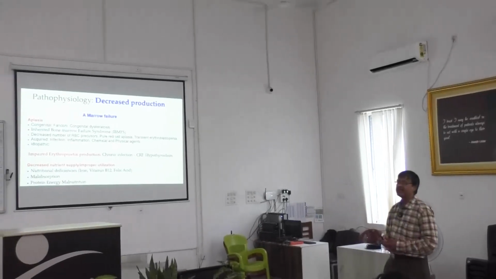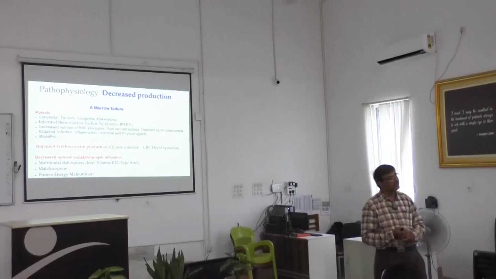RBC. So these 3 conditions lead to decreased production. So first one is marrow failure. It will be due to aplasia, which may be congenital, like congenital, this is inherited bone marrow failure syndrome. I will tell you a little, just 2-1 lines, you do not need more. During iron deficiency anemia, there is a decreased number of RBC precursors, the material itself is not there, so where will it be made from? So that happens in pure red cell aplasia or Diamond-Blackfan syndrome and transient erythroblastopenia of newborn or infancy.